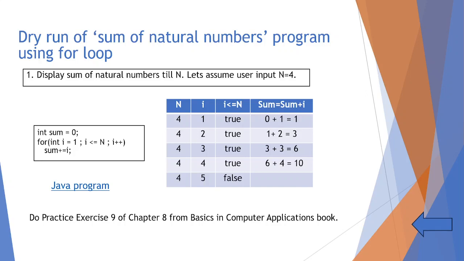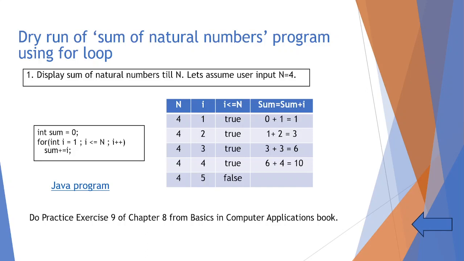See the dry run. For all the iterations, n is 4 only. I starts from 1 to 5. 5 is false, so it comes out of the loop, but 1, 2, 3, 4 are true, because our user input is 4. Now the statement based on the for loop is sum is equal to sum plus i. Sum was initially 0, so in the first iteration, 0 plus 1 is 1.